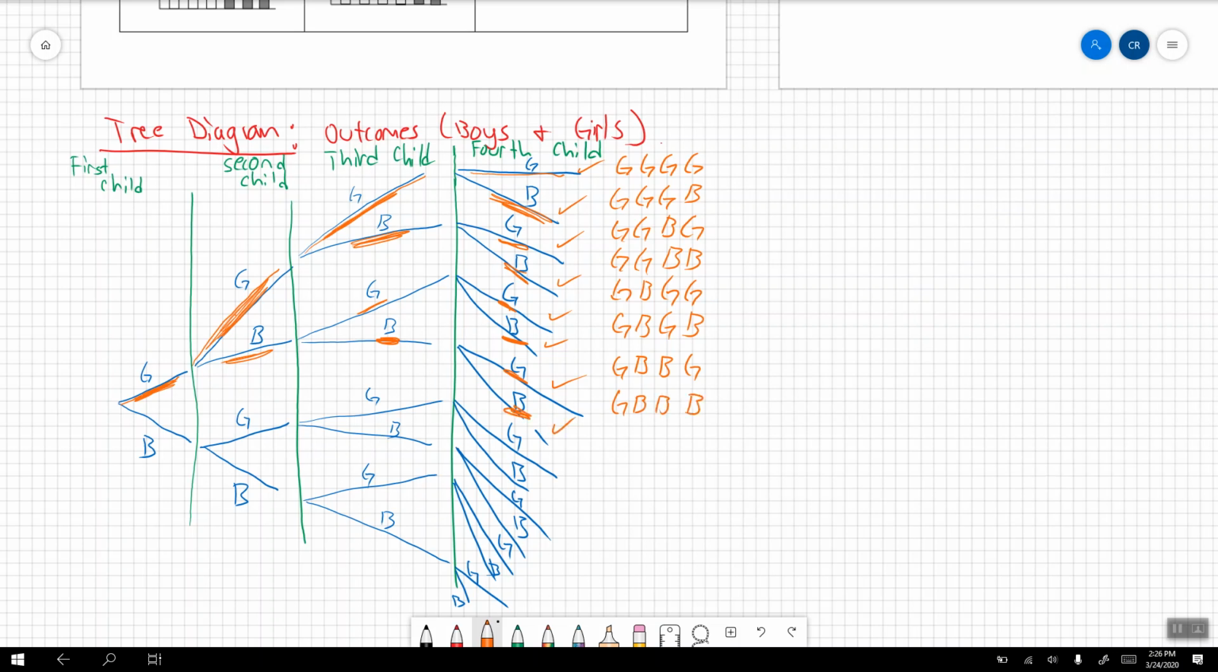The next one is, wow, now we're done with all the girls being the first child. Now the boys are going to be the first child. So boys being the first child, we're going to go through the same process again. I'm going to start a new column here. So it's going to be boys, according to this one. Then we go to girls. Then it's a girl for the third child, and then it's a girl for the fourth child. So boy, girl, girl, girl.